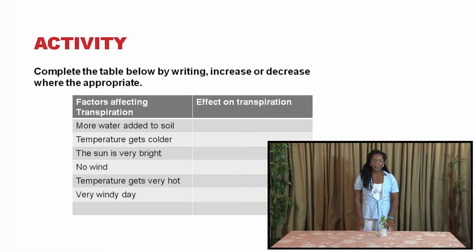Complete the table below by writing increase or decrease where appropriate. In one column of the table, we have factors affecting transpiration. In the other column, effect on transpiration. Factors: more water added to soil, temperature gets colder, the sun is very bright, no wind, temperature gets very hot, very windy day. Did you get these answers?